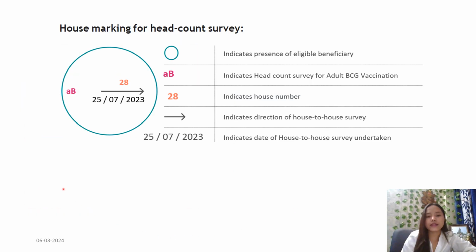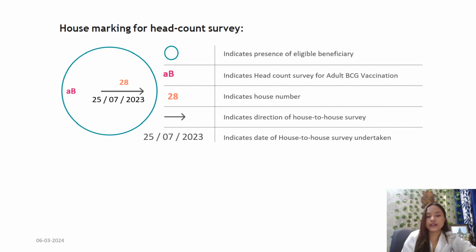So this will be followed by the house marking for the headcount survey. The ASHA will do the house marking for the headcount survey. This circle indicates the presence of eligible beneficiaries. AB indicates the headcount survey for adult BCG vaccination. This 28 indicates the house number. It can be any number. And this arrow indicates the direction of the house-to-house survey. And the date on which the house-to-house survey was conducted will be mentioned.